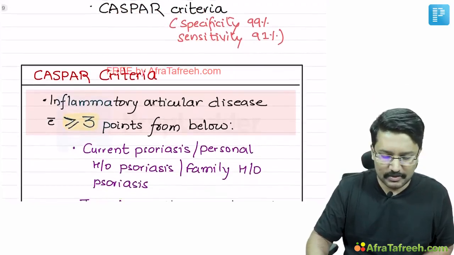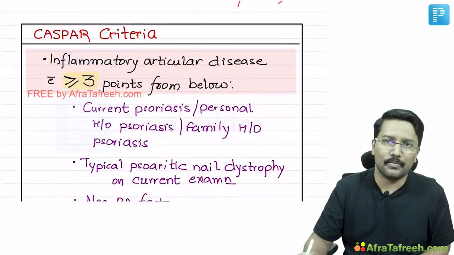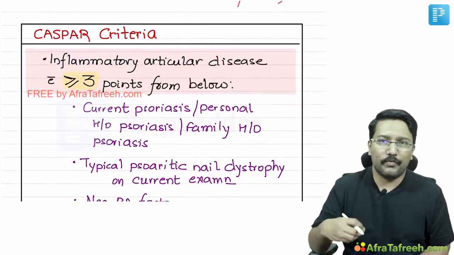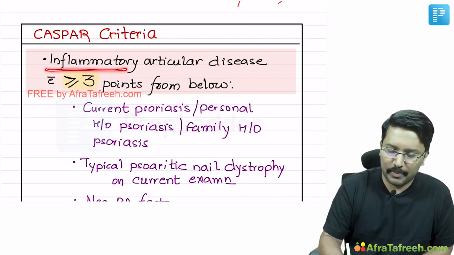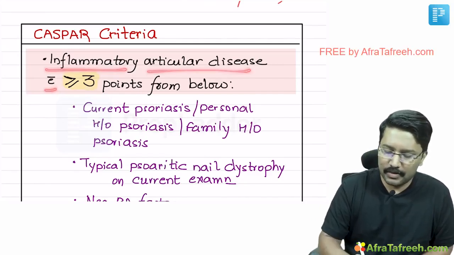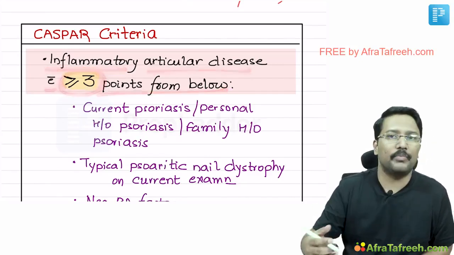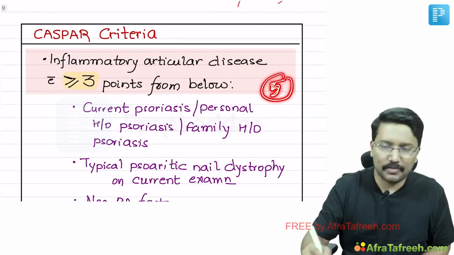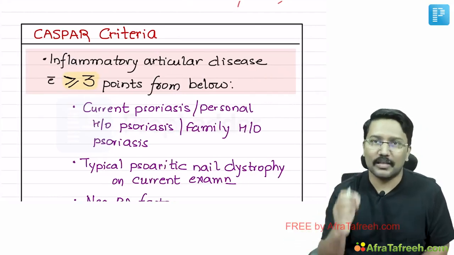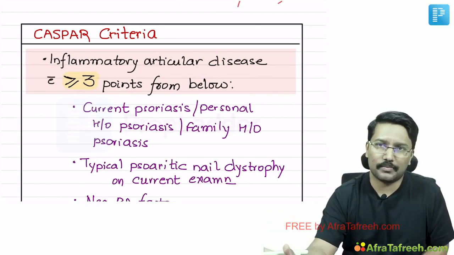So what is this CASPAR classification criteria? I think this was proposed probably in 2006, if I am not mistaken. In the CASPAR criteria, we would classify a patient as having psoriatic arthritis if there is inflammatory articular disease with more than or equal to 3 of the 5 points mentioned below satisfied. So there are 5 characteristic points mentioned here, and if the patient gets 3 points from this, we would be classifying it as psoriatic arthritis.